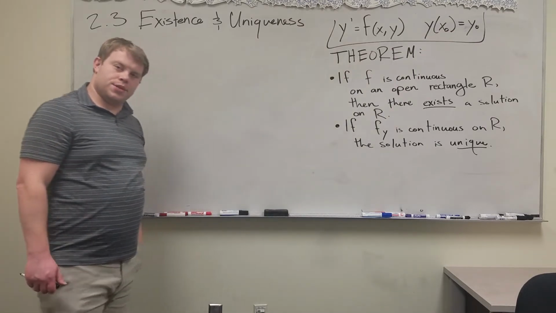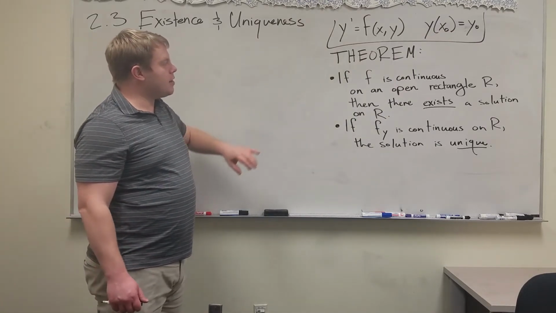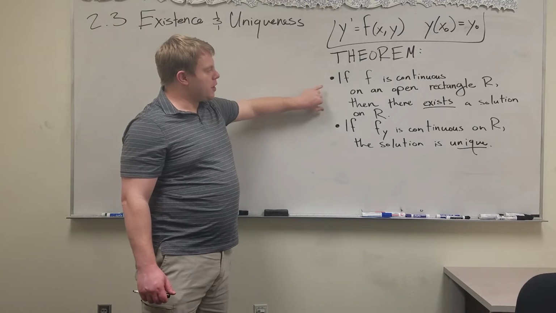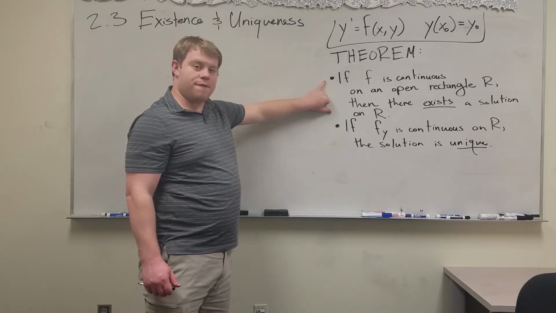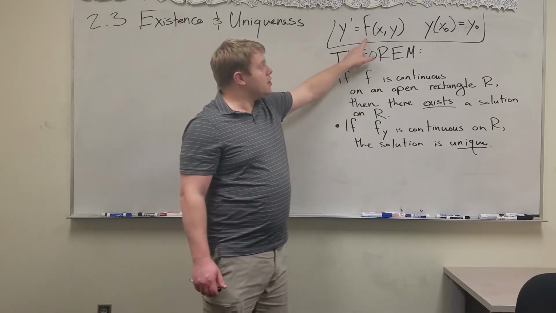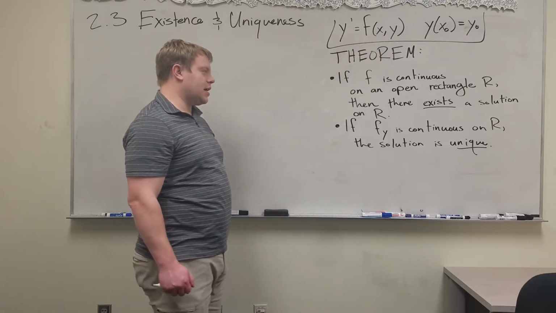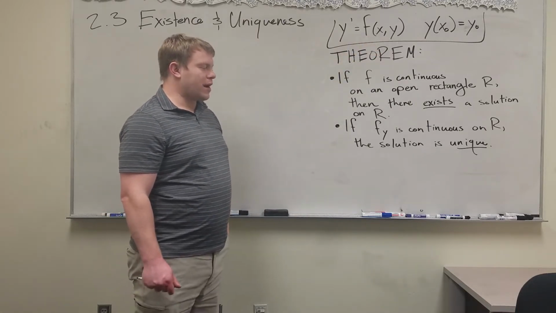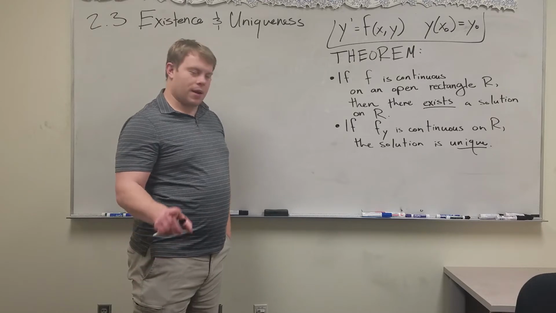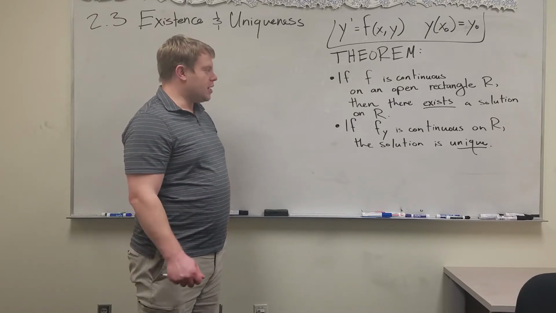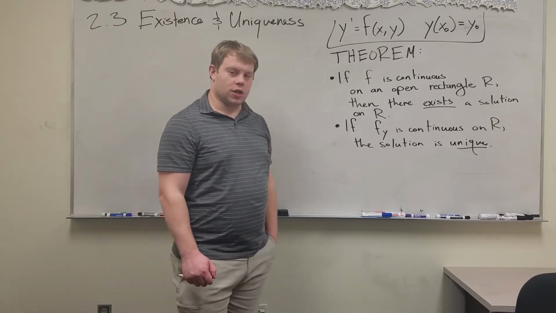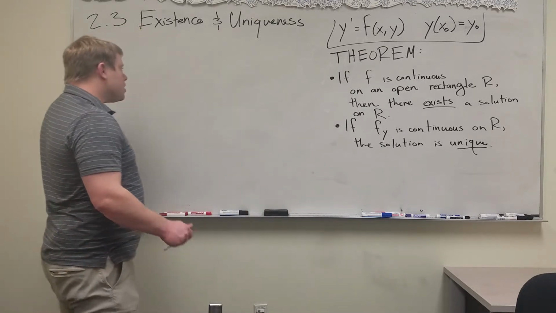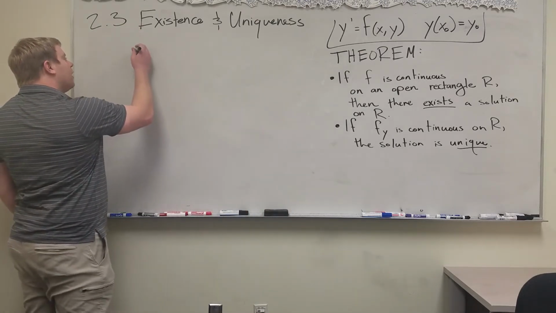All right, so here is the big theorem. First part of the theorem says if f is continuous on an open rectangle, I'll talk about in a second what an open rectangle is, then there exists a solution on that open rectangle. So let's define that.